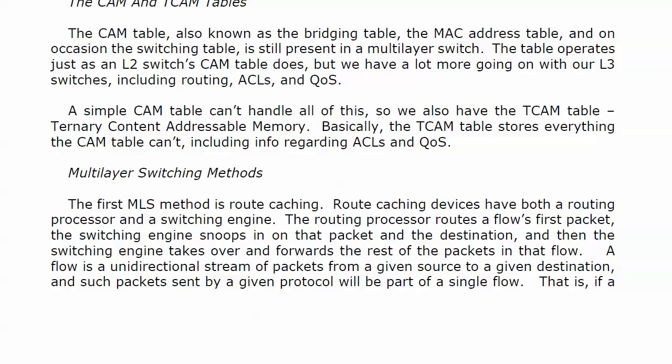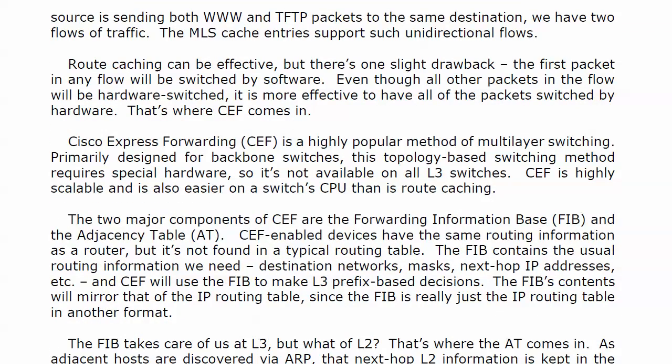And then the switching engine snoops in on that packet and the destination, and then the switching engine takes over and forwards the rest of the packets in that flow. And there's the word flow again, and just another reminder of what exactly we mean by that. A flow is a unidirectional stream of packets from a given source to a given destination, point A to point B, and such packets sent by a given protocol are part of a single flow. So if a source is sending both web traffic and TFTP packets to the same destination, we have two flows of traffic. And the MLS cache entries support such unidirectional flows.